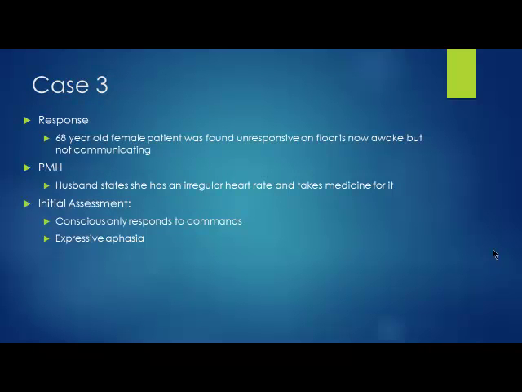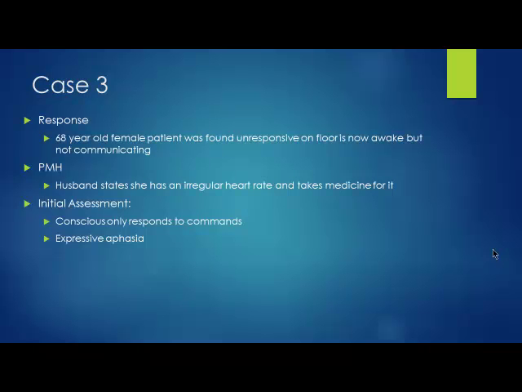68-year-old female. This one is one I would listen to here for sure. 68-year-old female patient was found unresponsive on floor and is now awake but not communicating. Not because that scenario is in FISDAP, but because of some of the information here. Husband states that she has an irregular heart rate chronically and takes medicine for it.